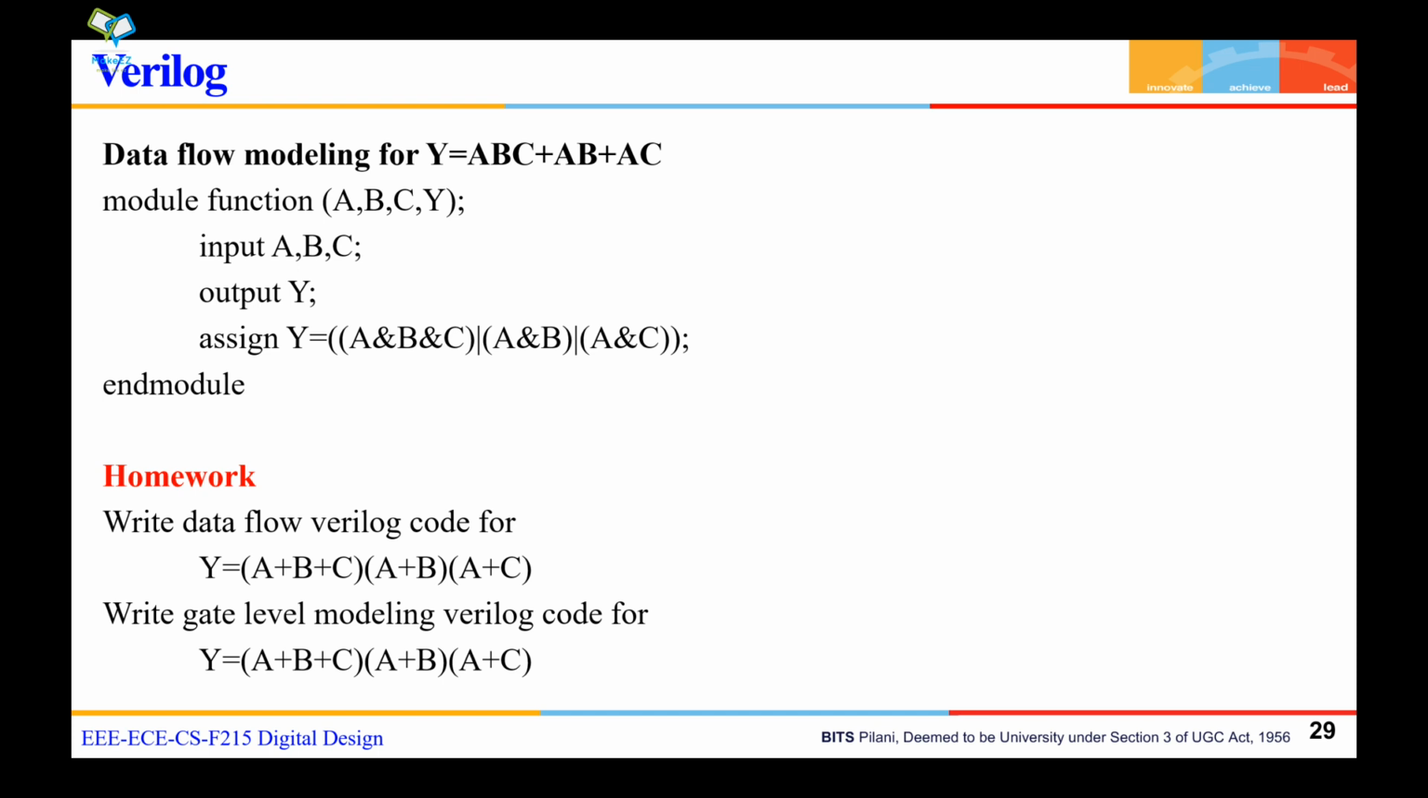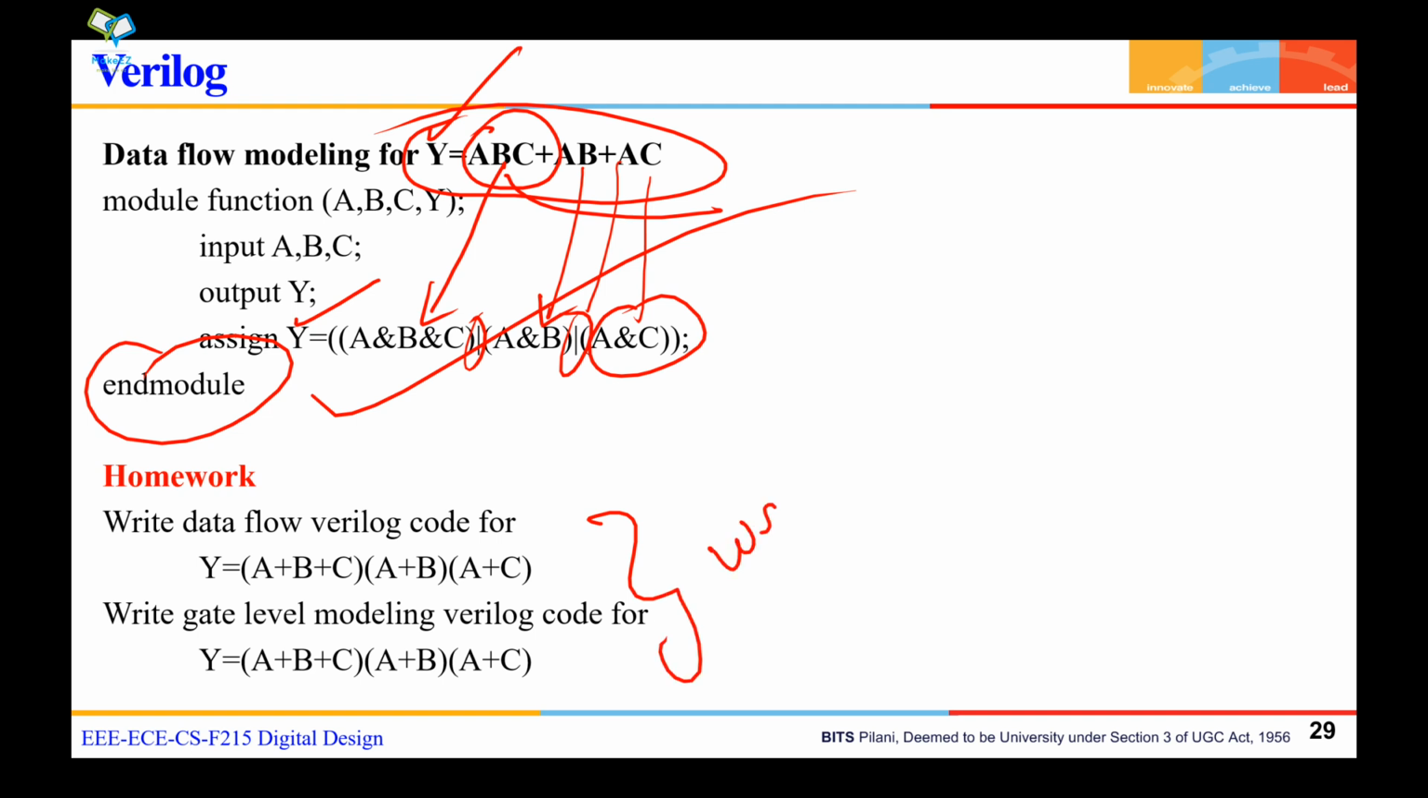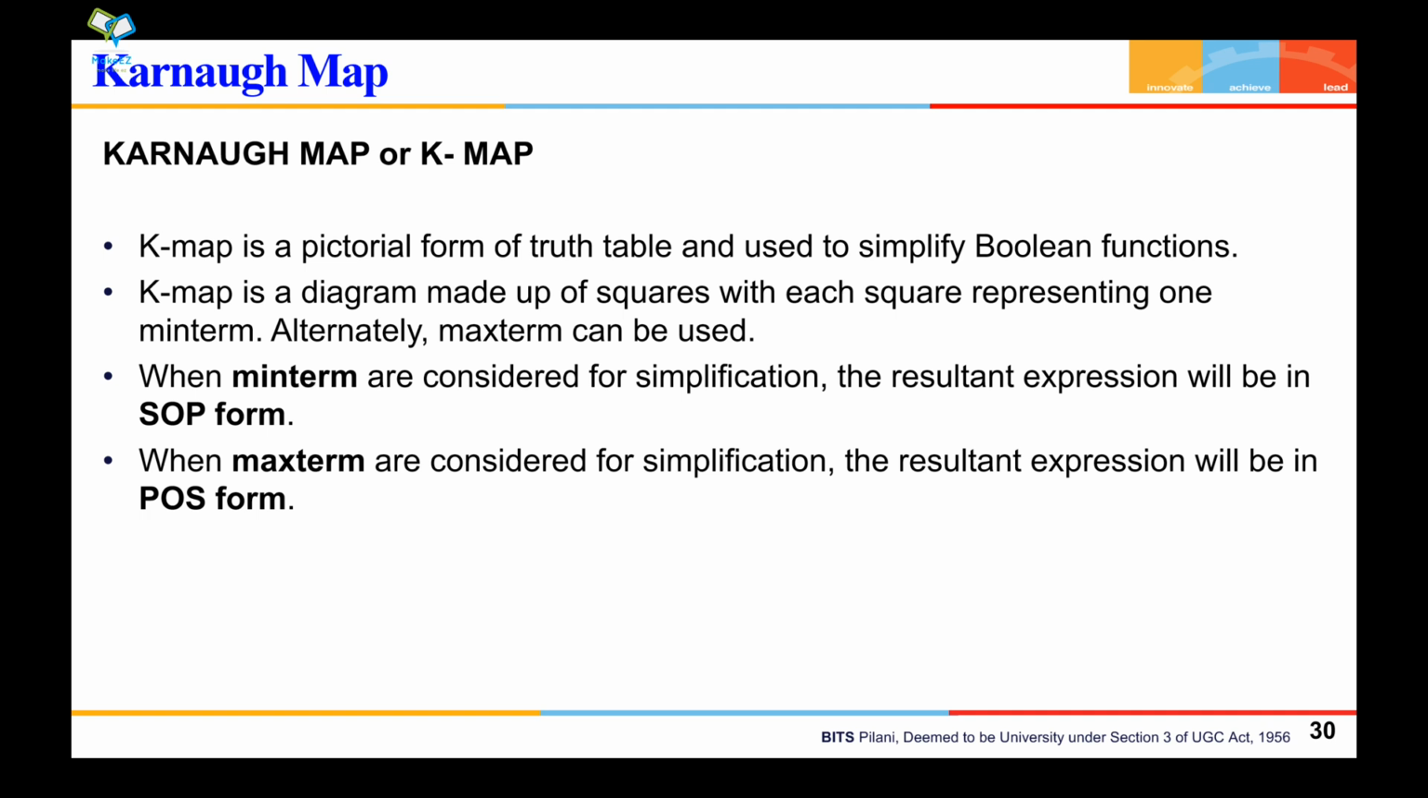Now you know how to implement this in Verilog. This has the output, and you can see A, B, C are the inputs, and you can write a data flow model here. Y is equal to A and B and C, or operation, AB, or operation, A and C, end module. That's all. Write a Verilog program for this and simulate it. Do this, which is very important.